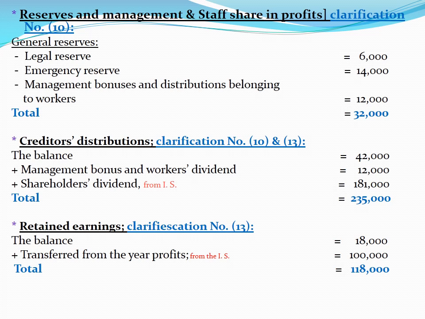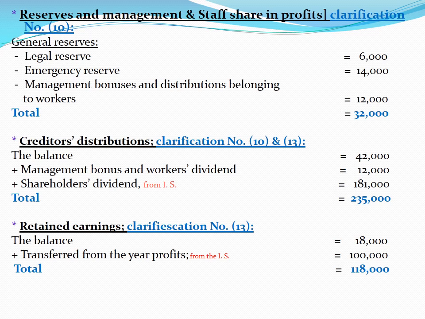Retained earnings, this means that the balance in the trial balance plus transferred from the year's profits from the income statement. So the last item in the income statement after preparation is 118,000. Where? That is after distributing the 100,000. So they transferred from the year profits from the income statement 118.